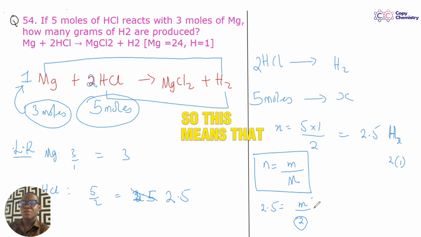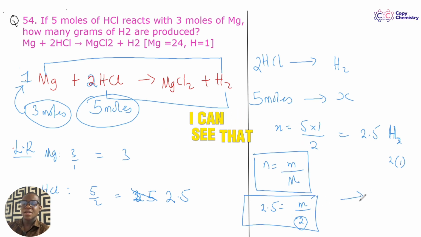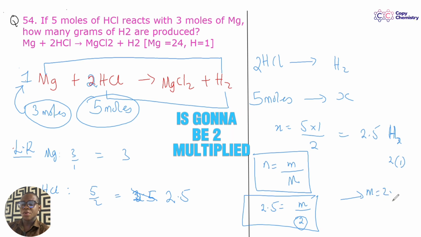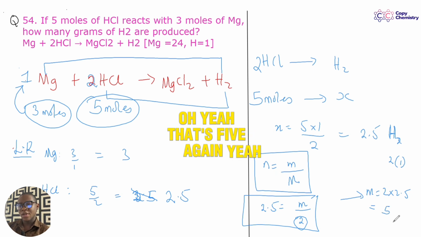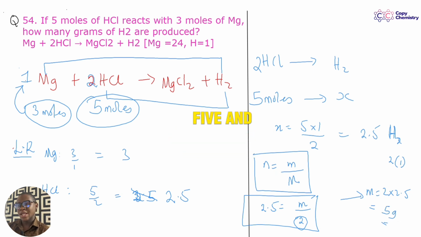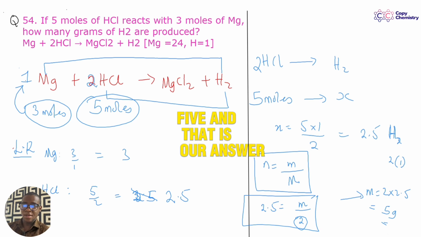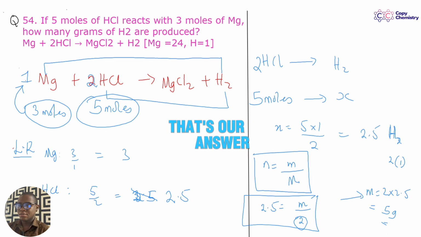So from here, I can say that my mass is going to be 2 multiplied by 2.5, which gives me, what is 2 multiplied by 2.5? Is that 5 again? Oh yeah, that's 5 again. So 5, and that is our answer.